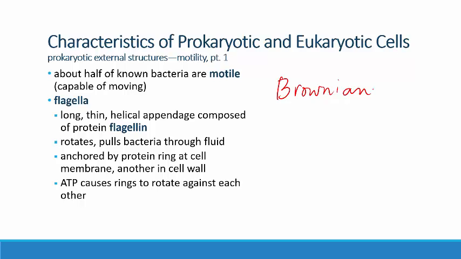It's a long, thin, helical appendage. It is built of a protein called flagellin, and so it forms a helix, the flagellin does. And as it rotates, it pulls bacteria through whatever fluid they are found in. It's anchored both at the cell membrane and at the cell wall by protein rings. And when ATP is supplied, these two rings rotate against each other, producing rotational motion.